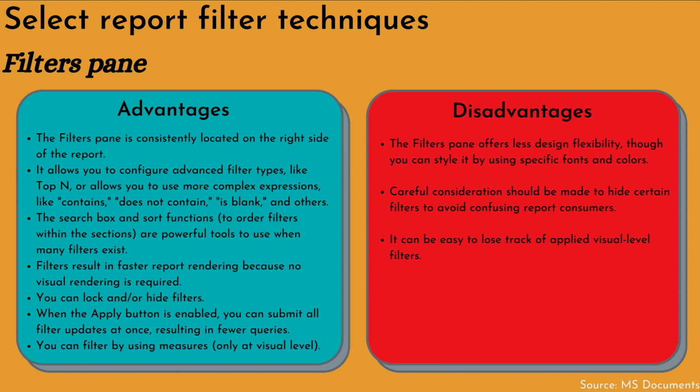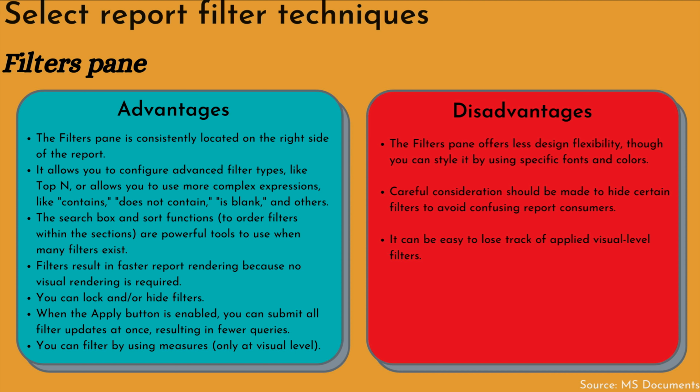Lastly, a filters pane can make it easy to lose track if a visual level filter is applied. So it's not easy to track it. You always have to click on a particular visual, then check whether you have applied any filters over there or not. So these were some advantages and disadvantages of a filters pane. Now let's go back to the slicers.